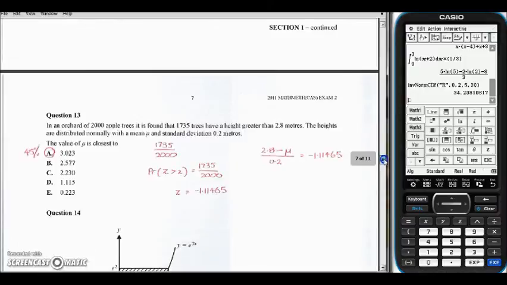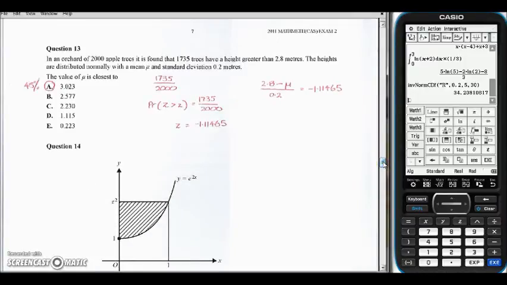Okay, question 13. In an orchard of 2,000 apple trees, it's found that 1,735 have a height greater than 2.8 meters. We don't know the mean, but we know the standard deviation is 0.2, so we want to work out the mean. So if 1,735 out of 2,000 have a height greater than 2.8, then that means that the probability of a tree having a height greater than 2.8 is 1,735 out of 2,000, and we can work out what that is as a decimal. So what we're going to do is compare this to the standard normal distribution.